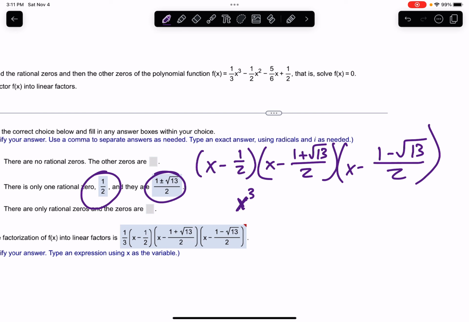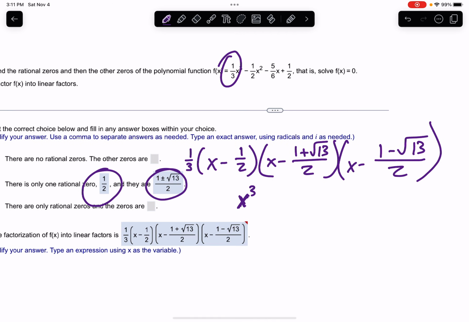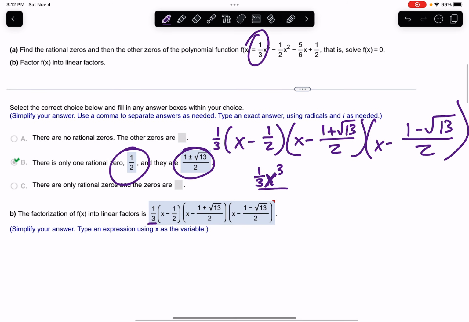I don't want just plain Jane x cubed. I want a 1/3 x cubed for the front coefficient. So if I was to do that and get the 1/3, I have to have a 1/3 somewhere in here. So we just simply put the 1/3 in front. And that will create the 1/3 in front of the coefficient of the x cubed. And that's why my answer to this has a 1/3 in the front of it. An x minus 1/2, an x minus 1 plus the square root of 13 over 2, and then the x minus 1 minus the square root of 13 over 2.